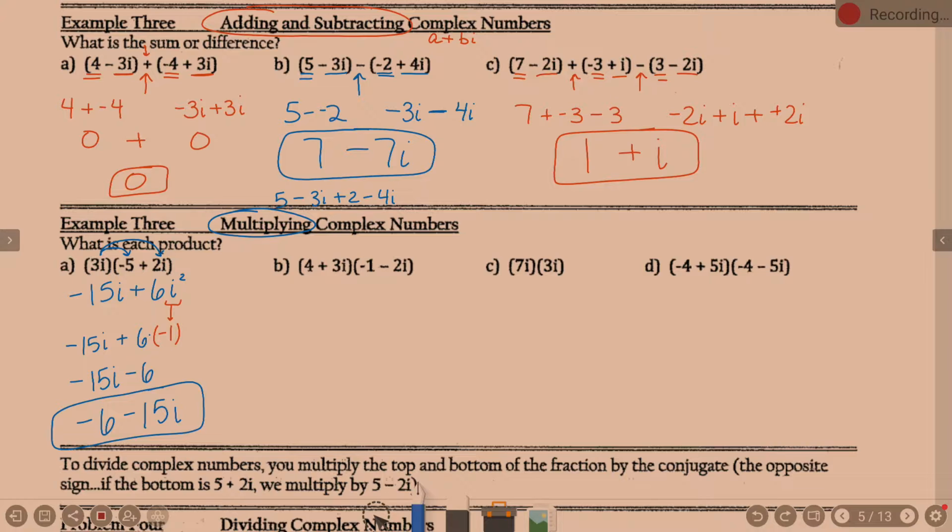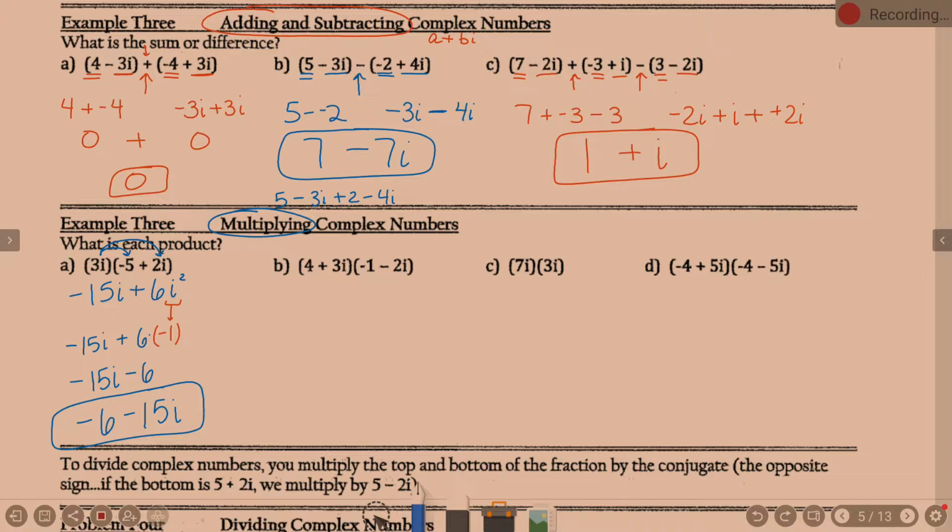Again, would Math Excel maybe let you put negative 15i minus 6? Maybe. Okay. Will Math Excel let you leave it negative 15i plus 6i squared? No, and neither will your teacher. So negative 6 minus 15i is getting it in that form. We have the real part, then the imaginary part.